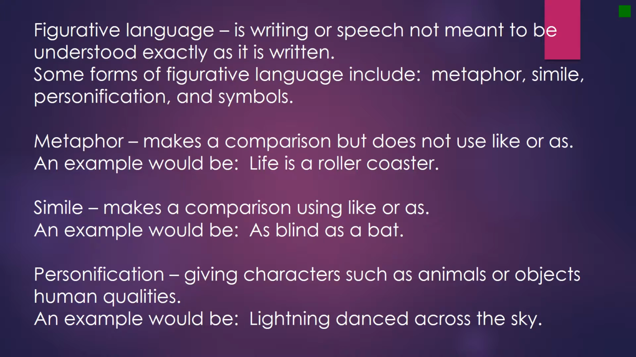And then personification. Personification is when you give characters like animals or objects human qualities. So an example of that would be, lightning danced across the sky. Well, lightning doesn't really dance. Dancing is what humans do. So we gave lightning a human quality. So that is personification.